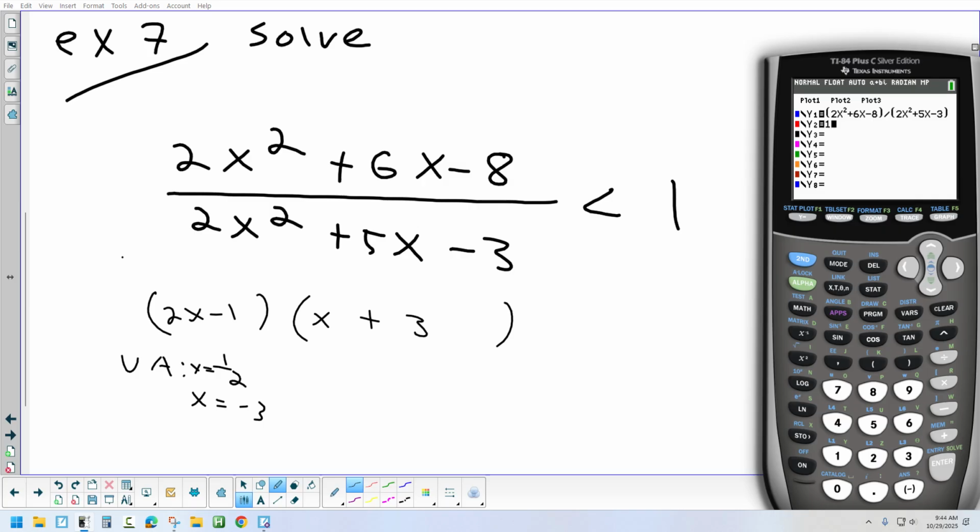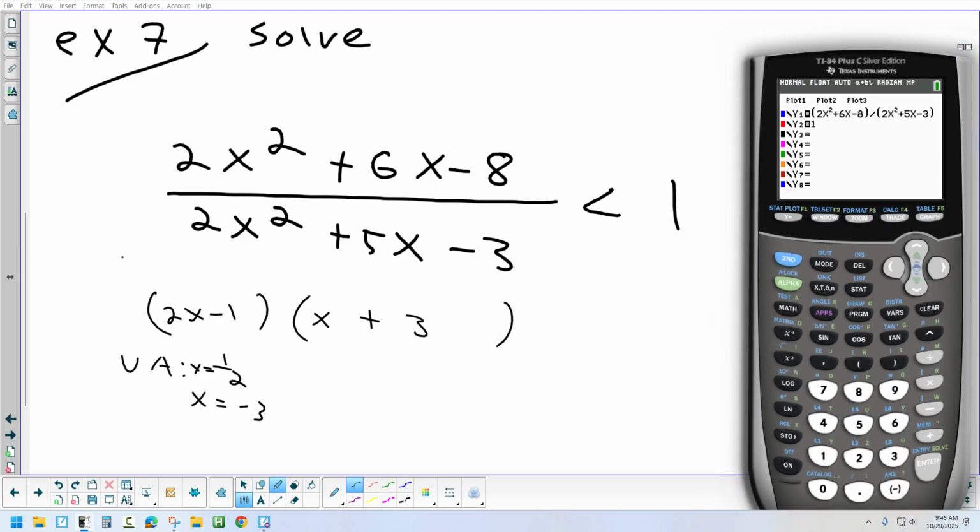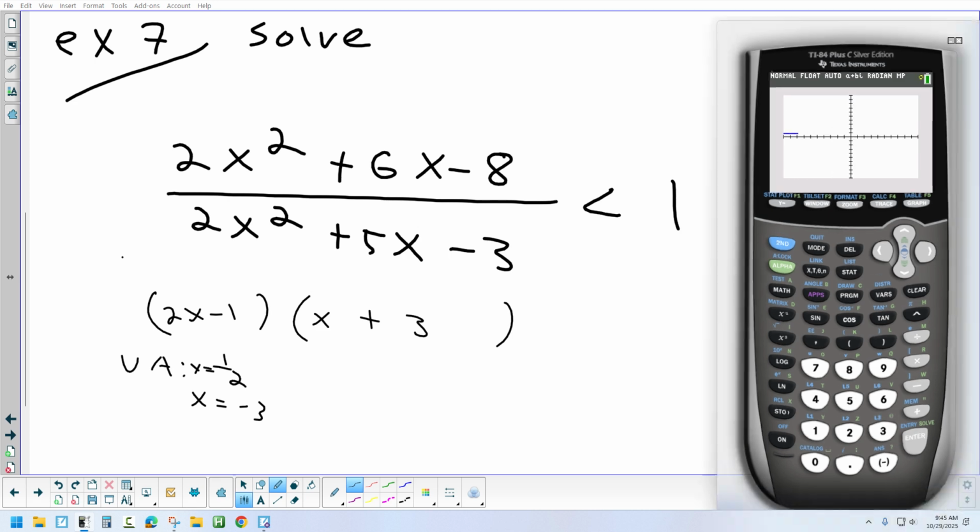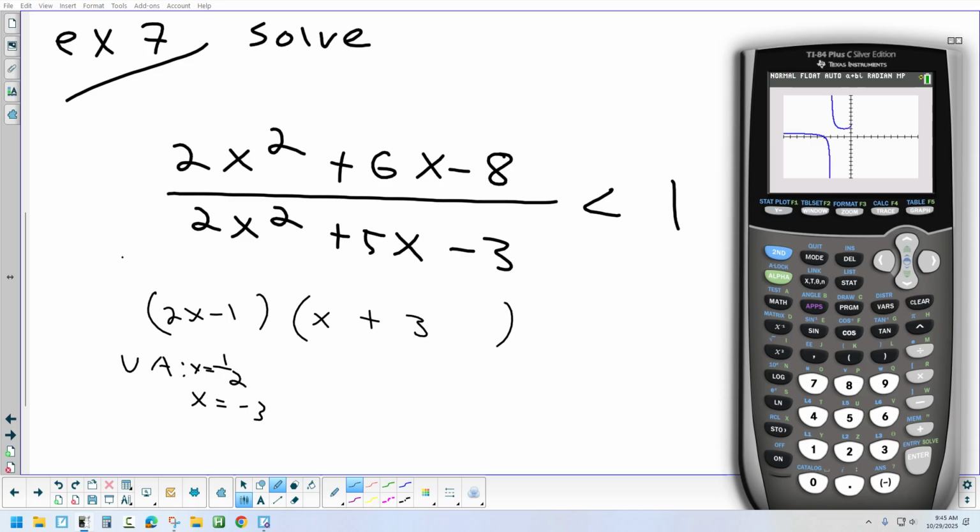Yeah, 3. Yeah, we're expecting 3 pieces on that left-hand side, and then we're going to have a horizontal line at 1, and we're going to be looking for where we are under the horizontal line. So make sure we typed in everything right. Okay, so let's start with zoom 6. Well, there's your 3 pieces, just like we expected.